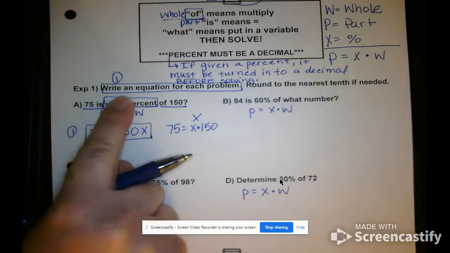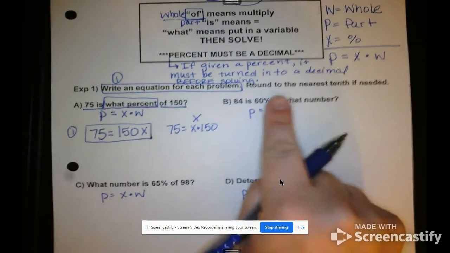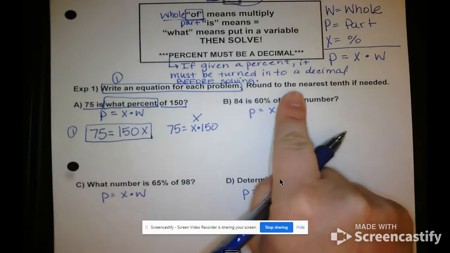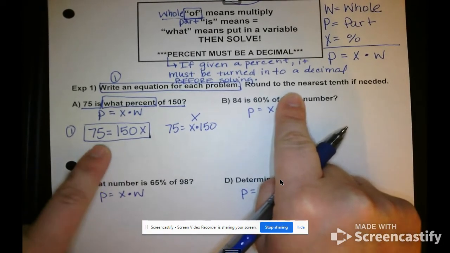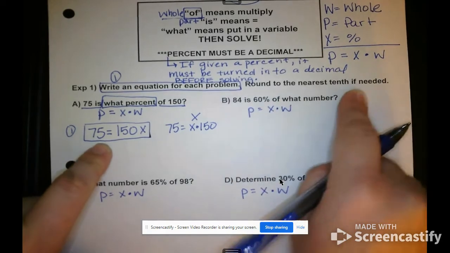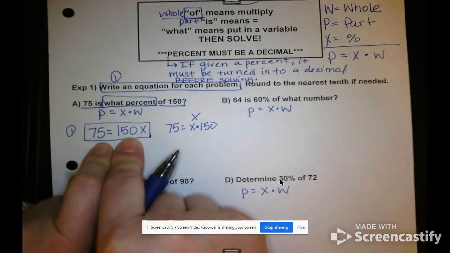Find the equation, and it wants me to round to the nearest 10. So that means solve, and if it's a crazy decimal, round it, right? All right, so here's my equation. I did the first part, so the second part is to solve that. So how would I solve for x?